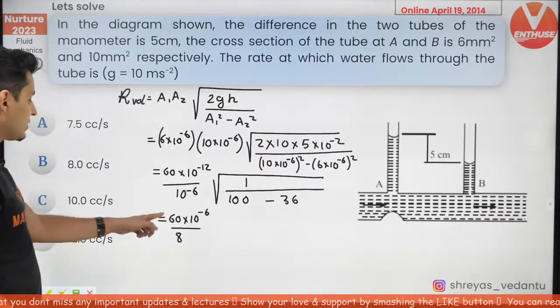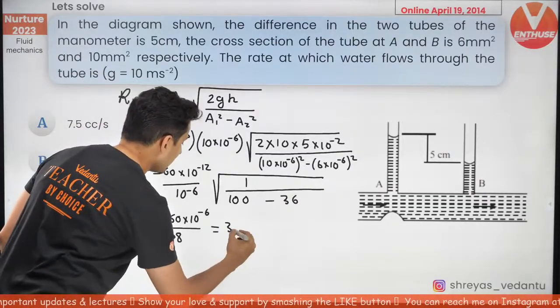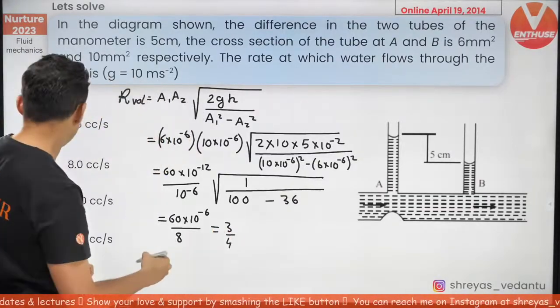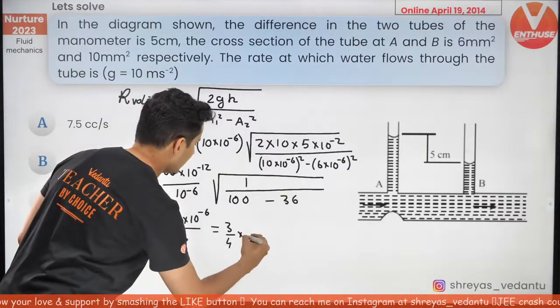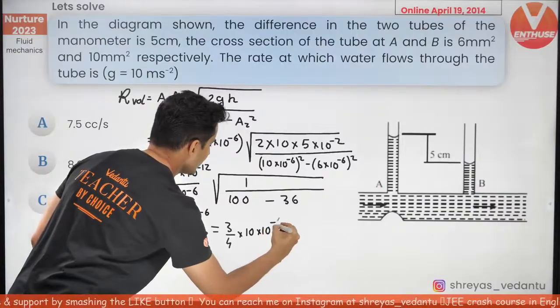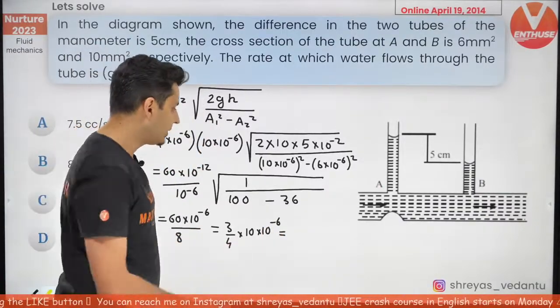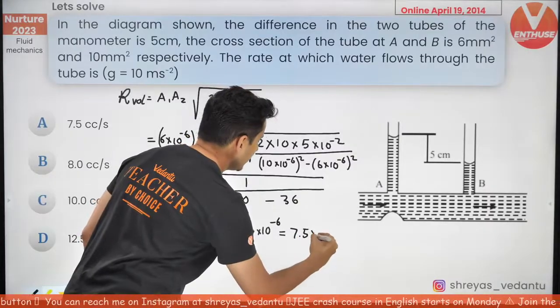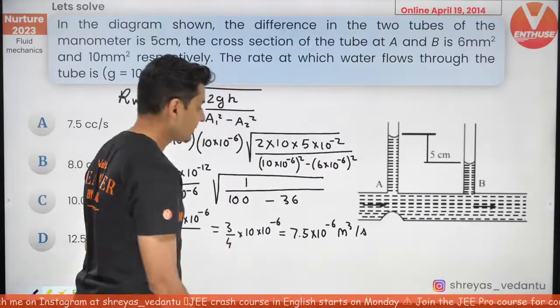Fair enough. So 6 by 8 is 3 by 4, and I think we have everything as 10 to the power minus 6. Let me just keep it like this, into 10 to the power minus 6. So 3 by 4 is 0.75. 0.75 into 10 is 7.5 into 10 to the power minus 6 meter cube per second.